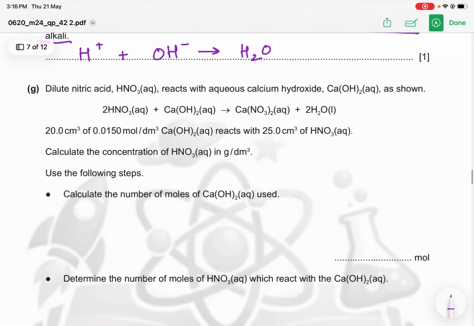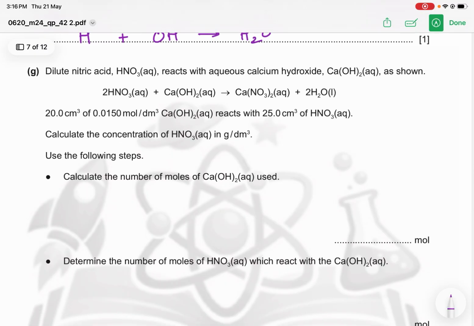Next, dilute nitric acid reacts with aqueous calcium hydroxide as shown. They have also provided us with the equation. 20 centimeter cube of 0.0150 mole per dm cube of calcium hydroxide reacts with 25.0 centimeter cube of nitric acid. Calculate the concentration of HNO3 in grams per dm cube.